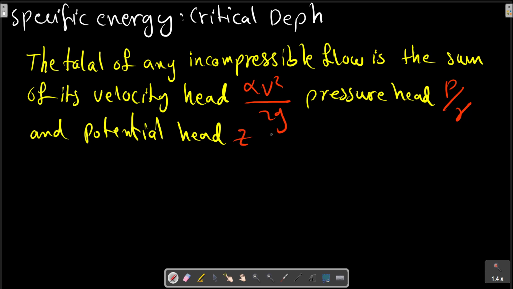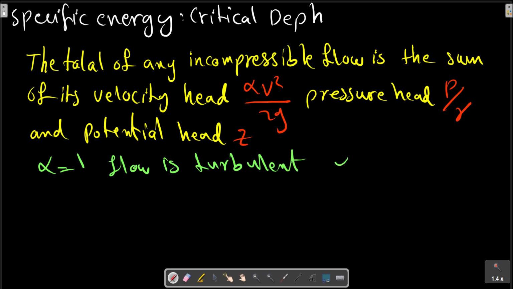For open channel flow, surface pressure is everywhere atmospheric, as we said before, so that the channel energy is balanced between velocity and elevation head only. Since the flow is turbulent, we assume that alpha equals 1. The final result is a quantity called the specific energy.